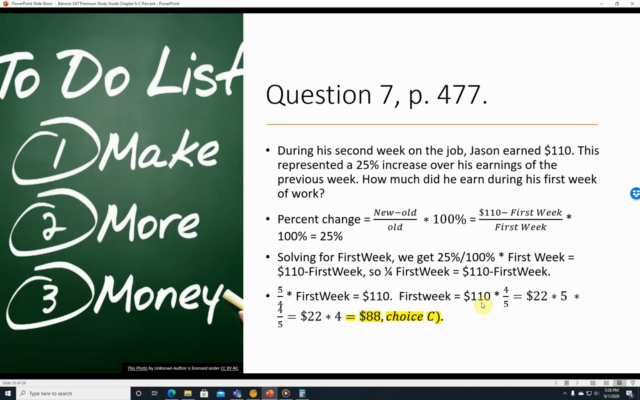Okay, hopefully that makes sense to you. You know, 22 times 5 times 4/5, so the 5s cancel out, so it becomes 22 times 4. All right, think I've explained that one to death. Anyway, choice C, $88. Have any trouble, contact me.